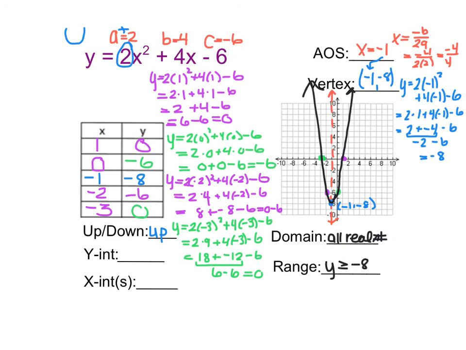Then from here, my y-intercept, I can see I'm crossing the y-axis at the point x is 0, y is -6, so it's right there. Then my x-intercepts are where I'm crossing the x-axis, and I have two of them. One of them is occurring at -3, 0, and the other one is occurring at 1, 0.